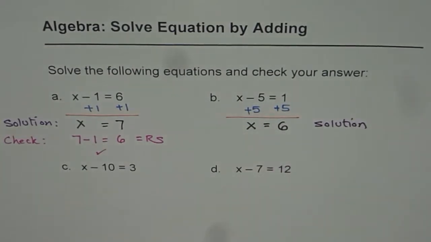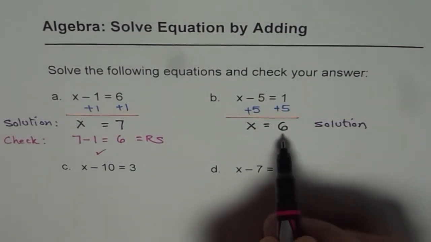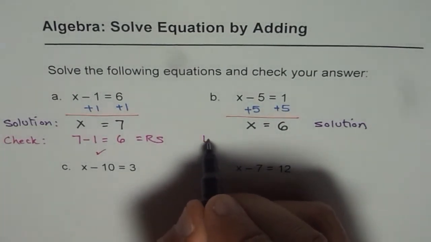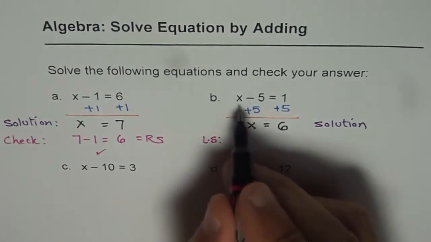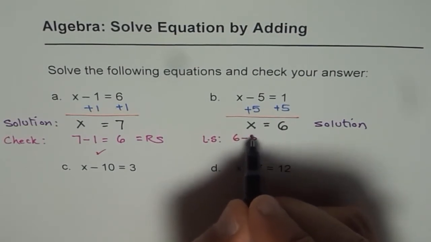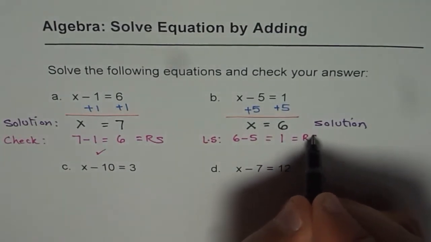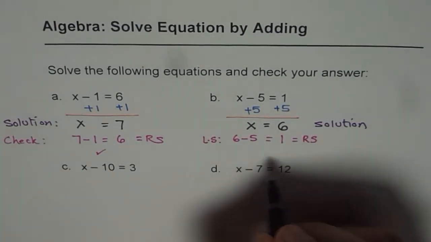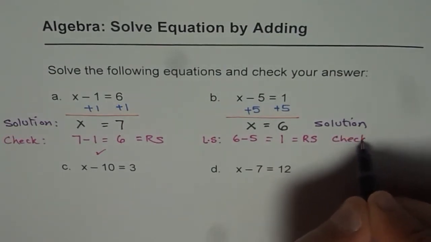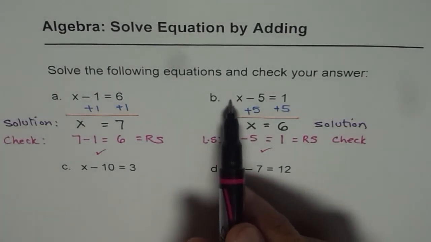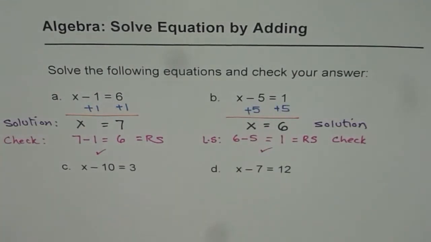Now the second part is to check the solution. To check the solution, we have to place the value of 6 for x. So on the left side, we write 6 for x, so we get 6 minus 5, and 6 minus 5 is 1. And you notice 1 is equal to the right side. So that is the check we did, and it was successful, since the value of x really made both sides of the equation the same. That is the gist of it.